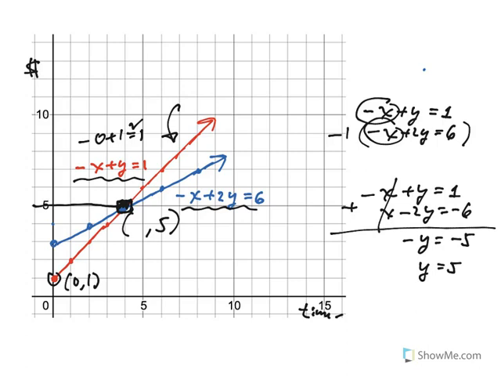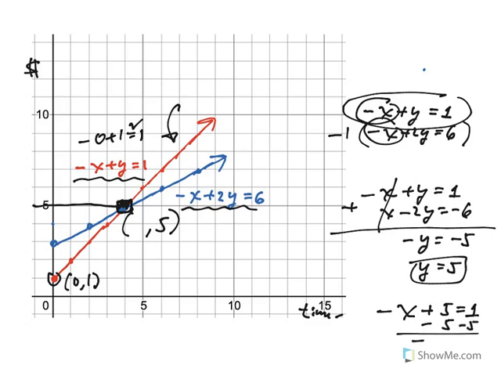To get the x-coordinate, you can take this y value and put it into either of these equations. I like to put it in that first one. And then we use the two-step algebra from an earlier video. And we end up with the coordinates of this intersection point.